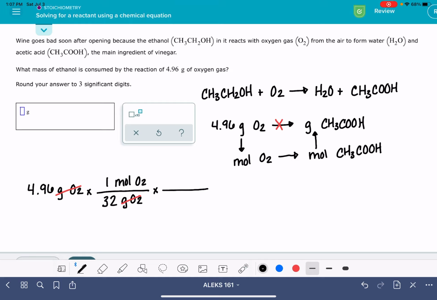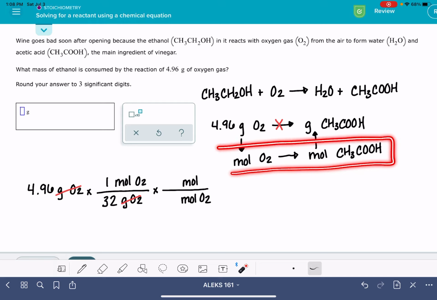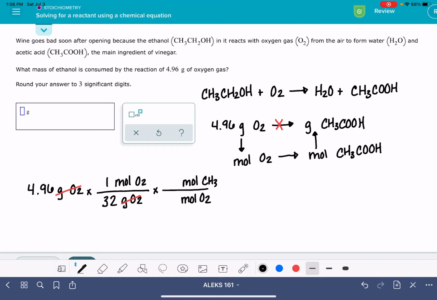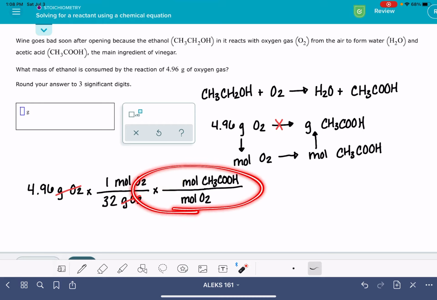And the next step of our conversion factor, because moles of O2 are not the desired units, the desired units are grams of CH3COOH. So we need another conversion factor. We need to put our unwanted unit down on the bottom. The unwanted unit is moles of O2, and our desired unit up on top. Our desired unit this time, so now we're working on this step of the conversion, is moles of CH3COOH.